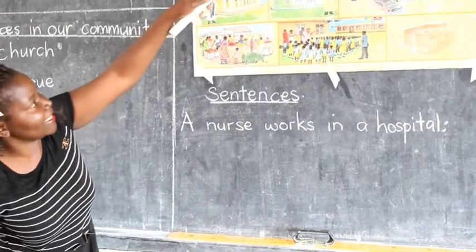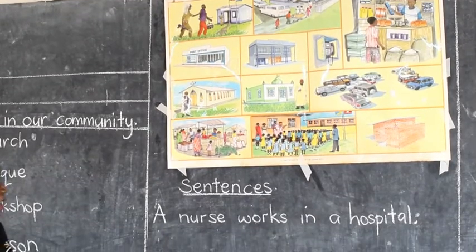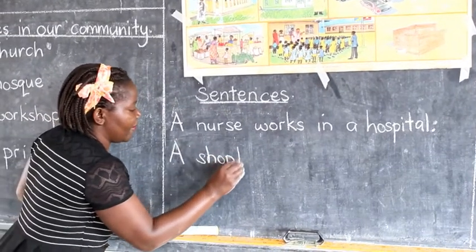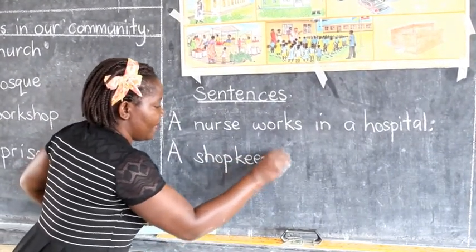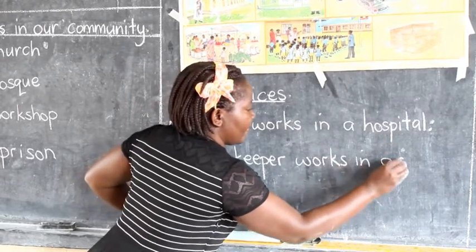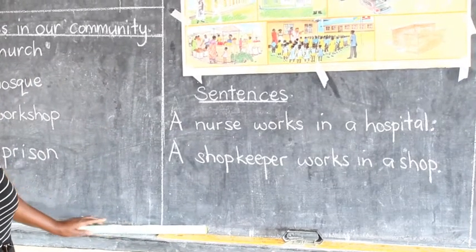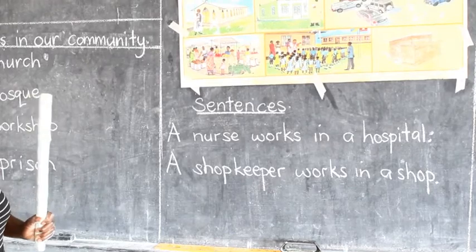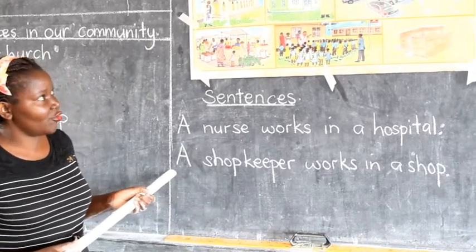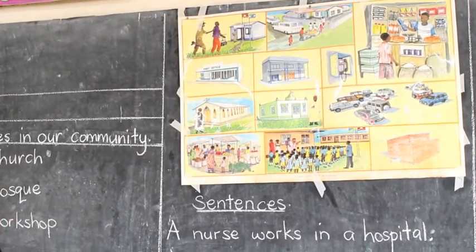When you look at this chart up here, there is a hospital. And we can see some nurses. So a nurse works in a hospital. Who is in the shop? There's a shopkeeper. So we say a shopkeeper works in a shop. I think you can see the shopkeeper in his shop.